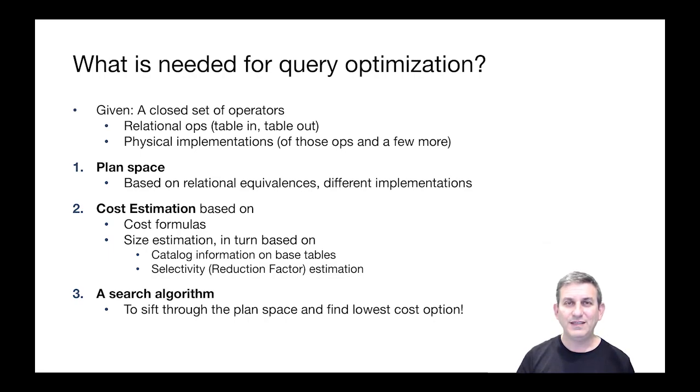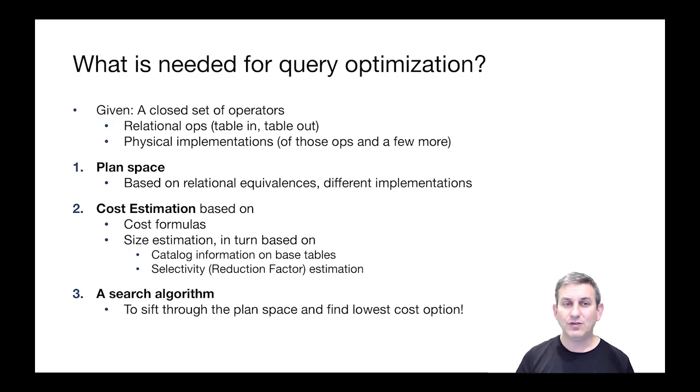Let's remind ourselves what we need to do query optimization. We start with the given of a closed set of operators. This includes relational operators that take a table in and a table out, and particularly the physical implementations of those operators. So things like hash joins and sort merge joins and index scans. Also physical implementations of some operators that aren't in the relational algebra that we might want to use in our queries, including sorting, for example.